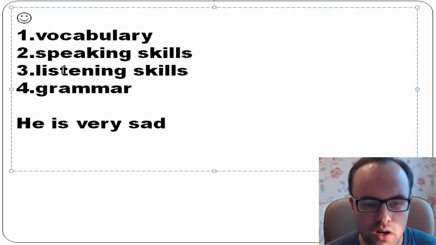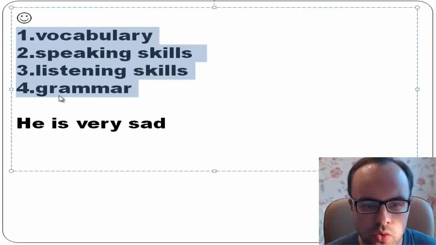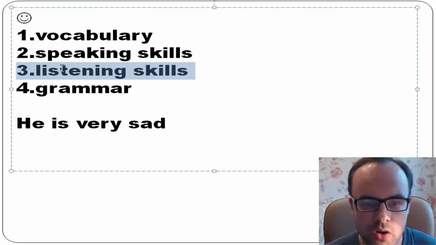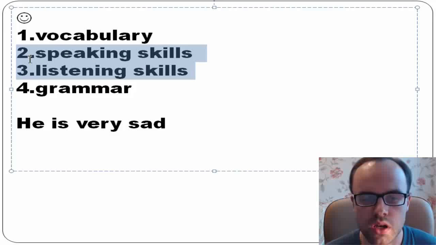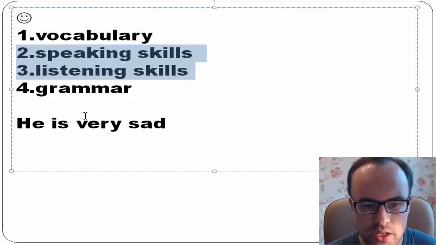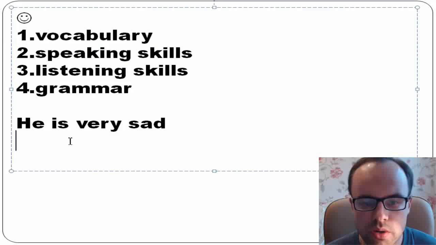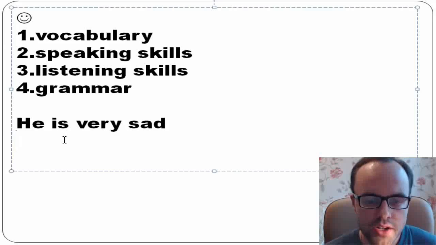Okay, so you see there are four things. We can do nothing about listening skills and speaking skills, because we don't need to listen, we don't need to speak, so we just need to change our vocabulary and grammar. It's not just a bit, greatly. Okay, so what's wrong about vocabulary? Yeah, sad, this word is quite simple. Absolutely, this word is quite simple.